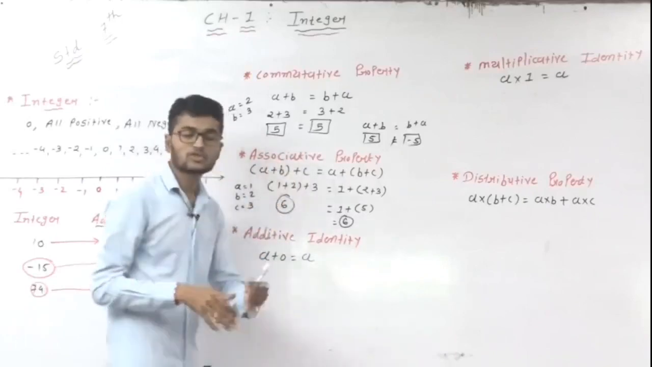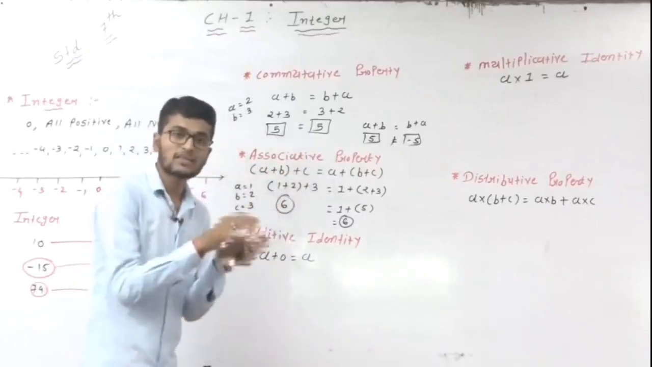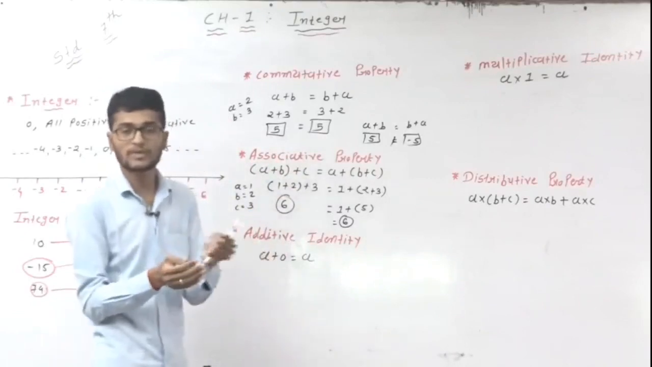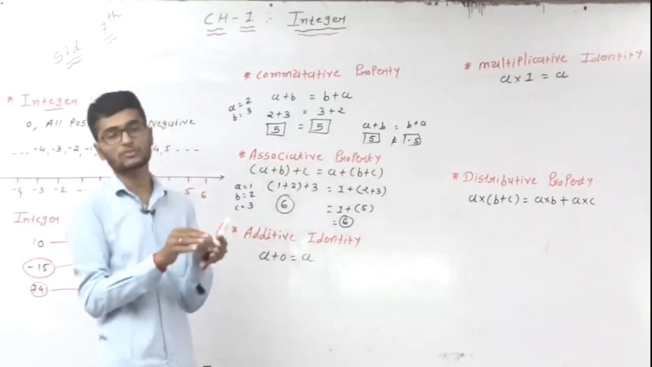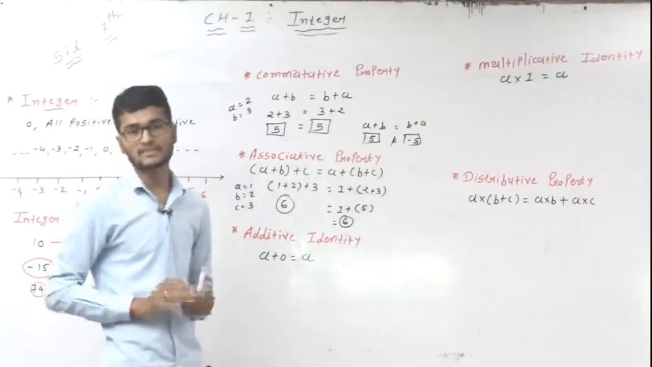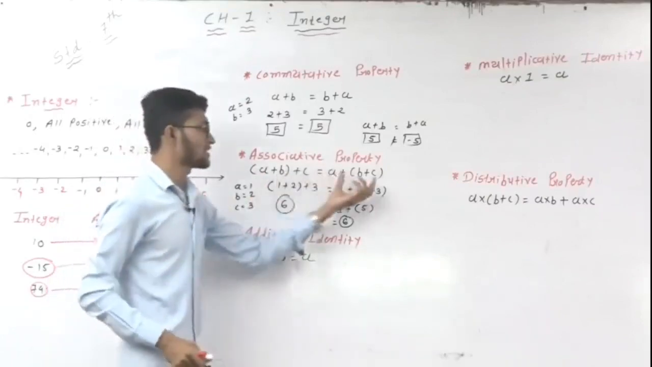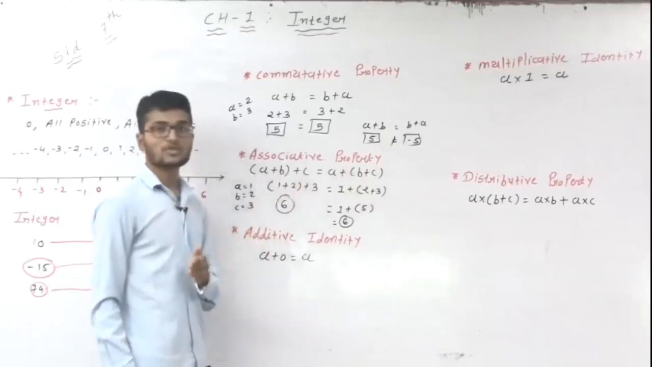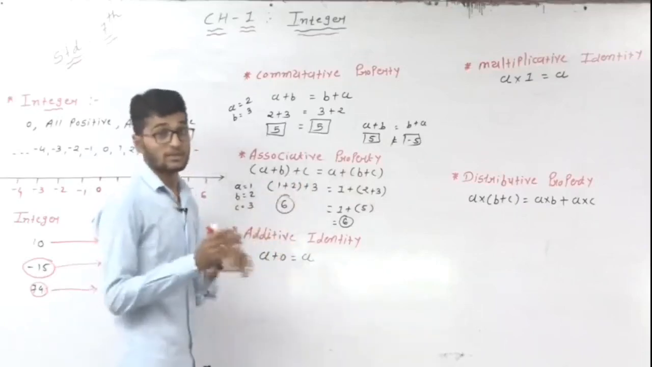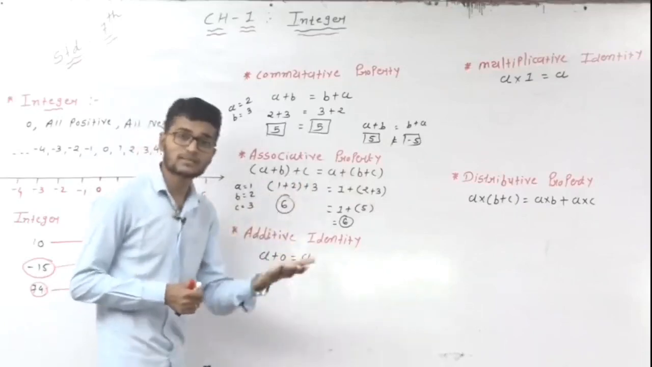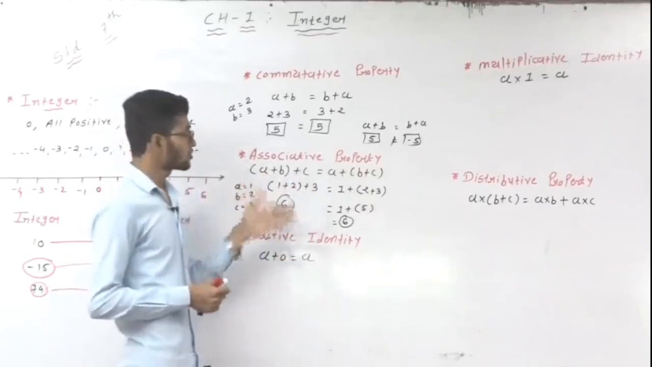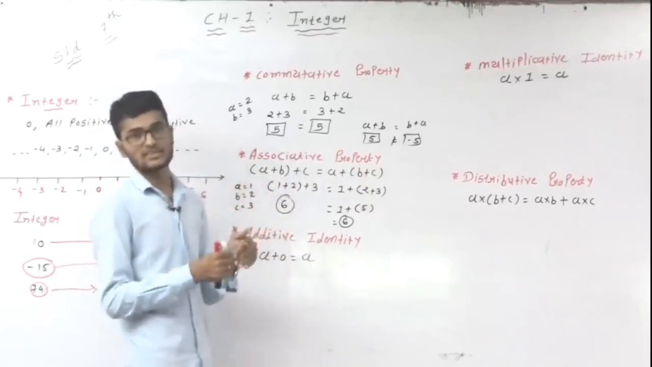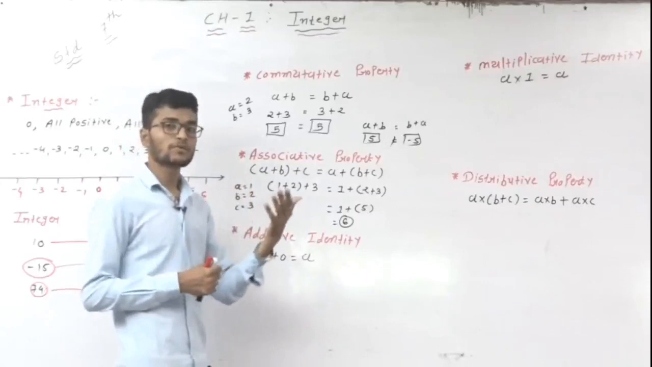Suppose minus sign, so associative property for subtraction. Multiplication sign, so associative property for multiplication, and division sign, so associative property for division. Here the different signs are given in your questions. Suppose plus sign, it means associative property for addition. Subtraction sign, so associative property for subtraction. Multiplication sign, so associative property for multiplication, and division sign for the associative property of division.